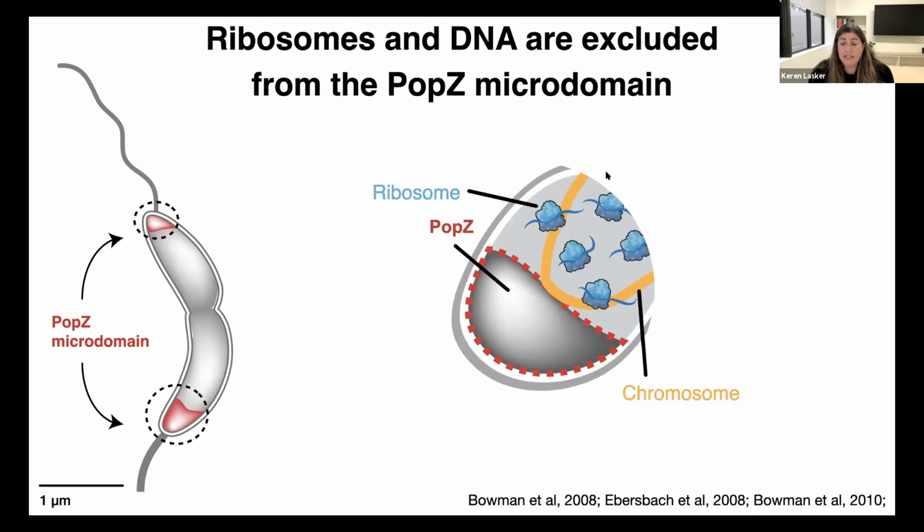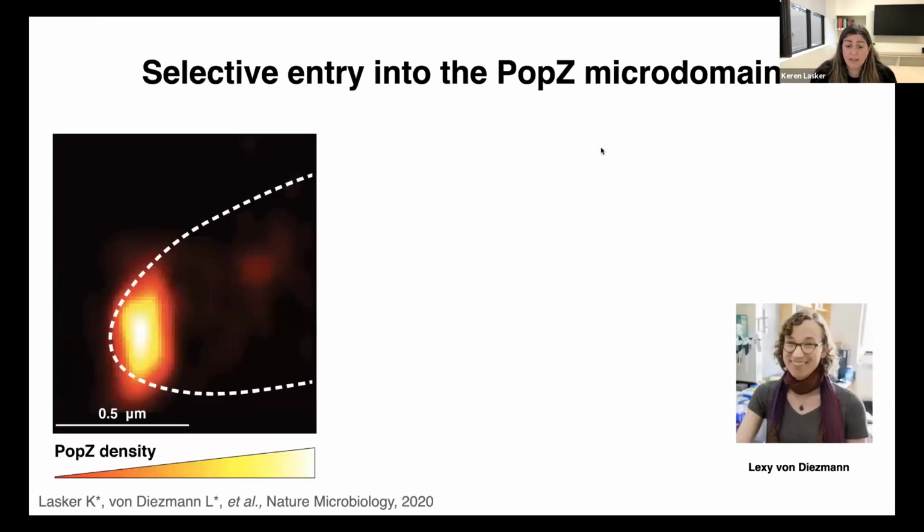What we also know is that in Caulobacter and in some other bacterial species, PopZ was shown to exclude ribosomes and DNA from entering the microdomain. So when I was in Lucy's lab for my postdoc, we wanted to understand those driving forces for selective entry. Now, studying PopZ in Caulobacter is very challenging.